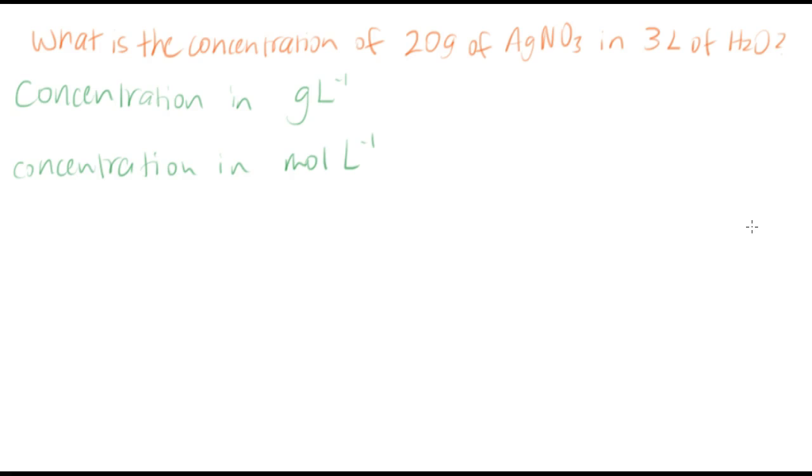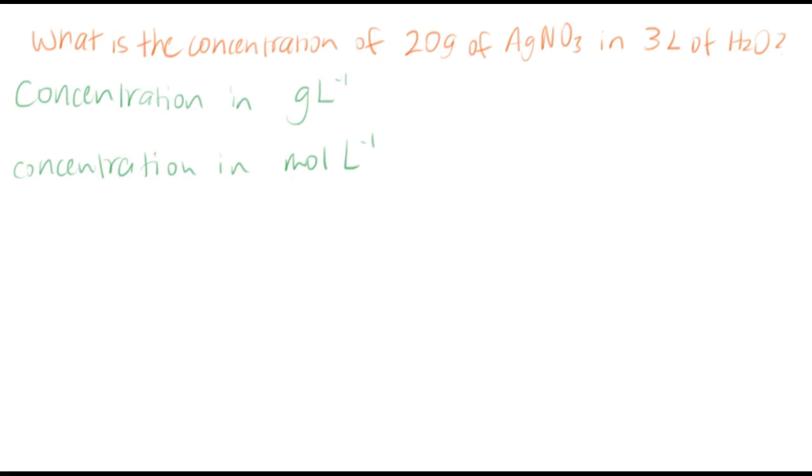We can express this in a few different ways. Some of the common ways are concentration in grams per liter. We can also do it as a percentage, and definitely in solution chemistry, we express concentration in moles per liter. So how much substance, how much solute, do we have for every liter of that solvent?